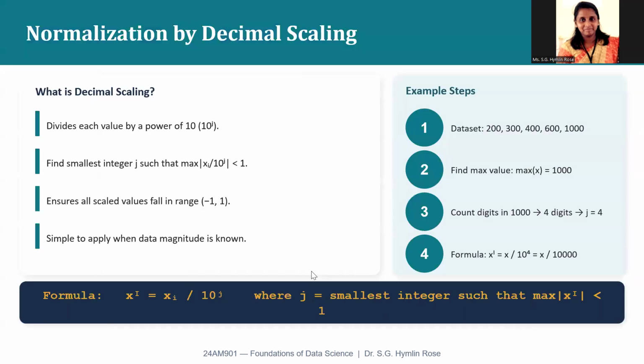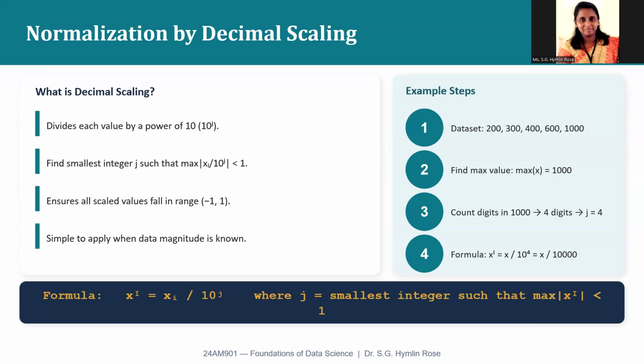And next is normalization by decimal scaling. What is decimal scaling? It normalizes data by dividing each value by a power of 10, chosen so that all scaled values fall within the range minus 1 to 1. This is one of the simplest normalization techniques and is particularly easy to apply when the general magnitude of the data is known. So the formula is x divided by 10 power j, which is less than 1, where j is the smallest integer such that your value will be less than 1.